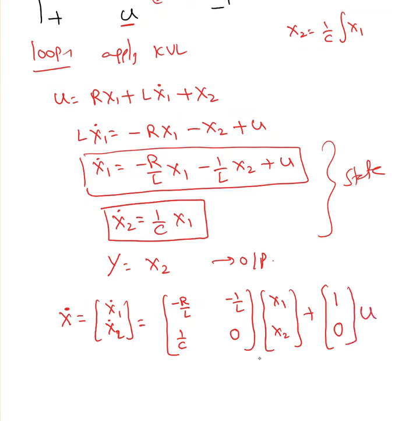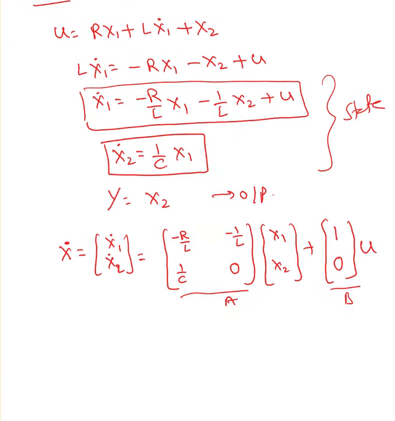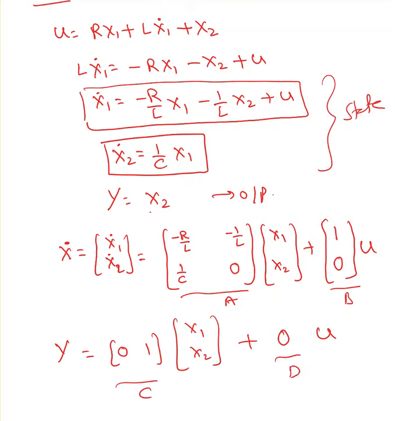So this is matrix A, matrix B, and matrix C. So the output equation y equal to, I have only x2 in this case, so can I write this as 0 and 1, times x1 and x2. So this is matrix C, and I don't have matrix D, so I can say 0 times U. So this is matrix D. Those are the ABCD matrices. Once we have ABCD matrices, it's easy for us to find the transfer function.